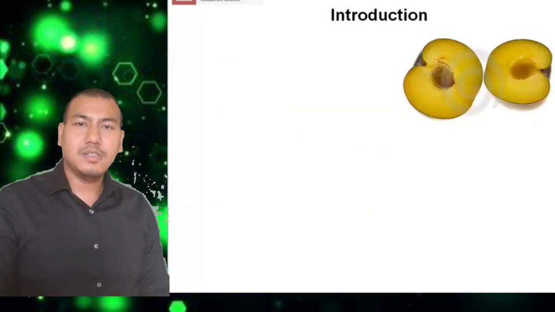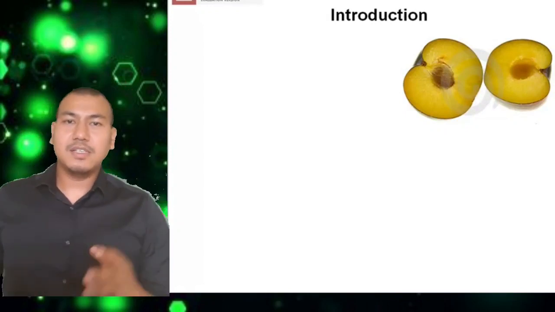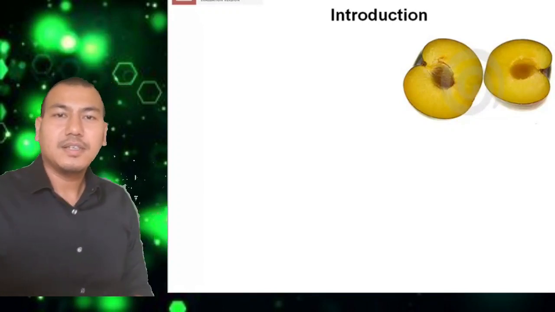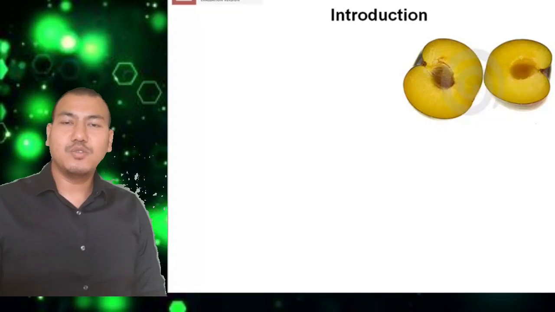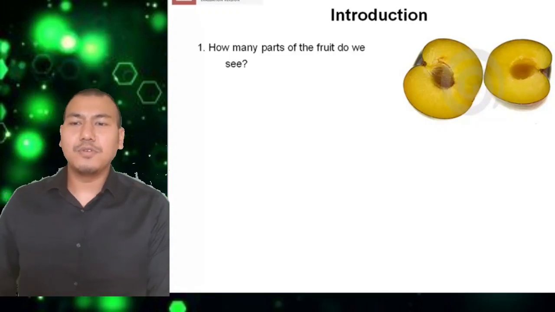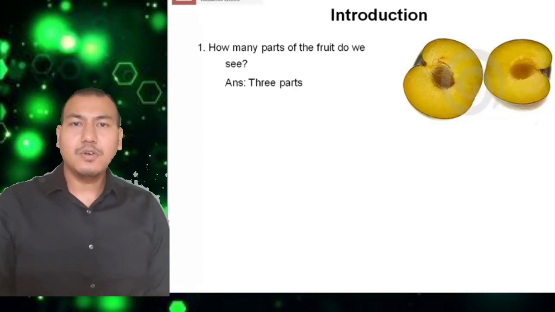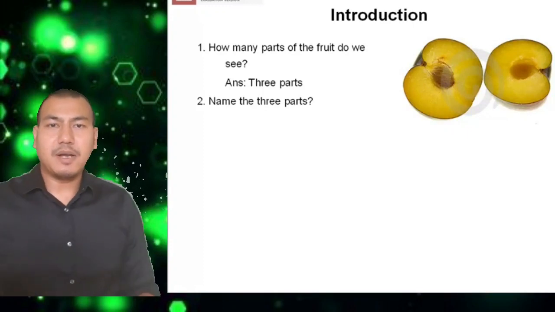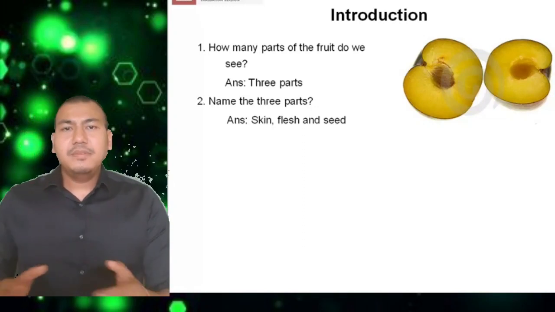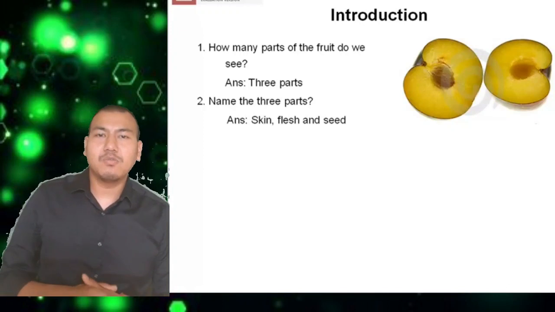So here is an image which you can see that the fruit is divided into two parts. Can you tell me into how many parts the fruit is divided? Obviously it is two parts, but how many parts of the fruit do we see? We see three parts of the fruit. What are the names of the three parts? The outer one is a skin, the middle one is a flesh, and the innermost one is a seed.